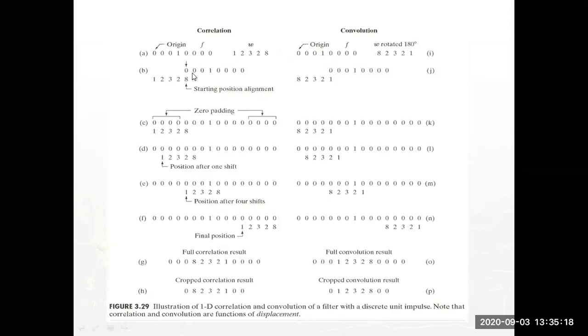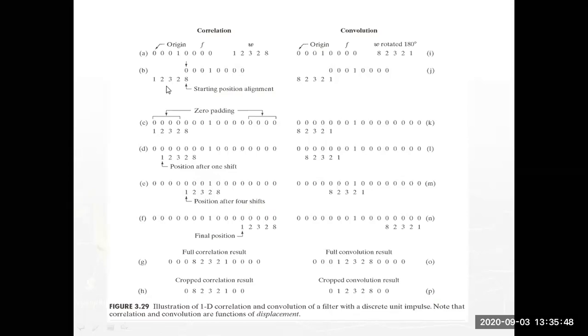In this 8-bit signal, once again I am telling, here I am considering only a one dimensional signal. This is my digital signal 000010000. That is sampling values, of course. But what is my window? My window is 1, 2, 3, 2, 8. Let us consider, the left side is correlation, the right side is convolution. First we have to check what is correlation.